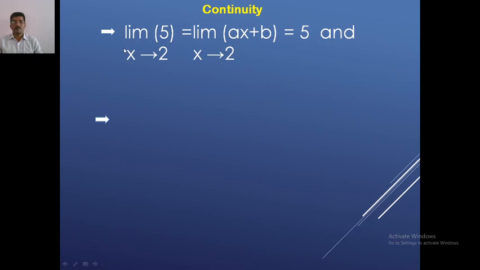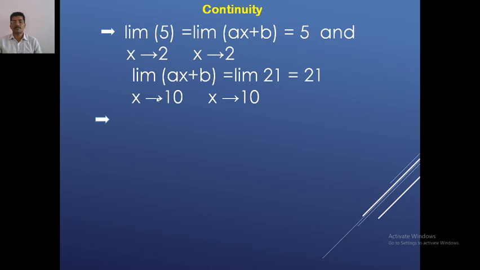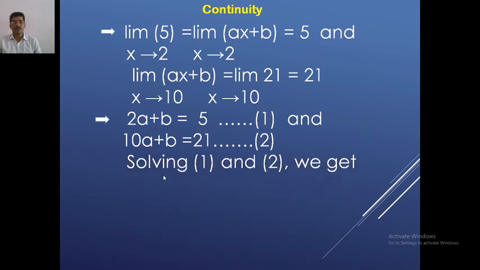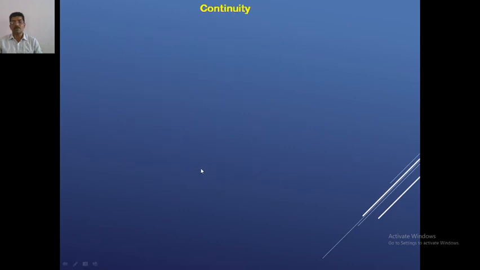Next, substitute the values of the function. The limit of 5 as x tends to 2 is equal to the limit of ax plus b as x tends to 2 is equal to 5, and the limit of ax plus b as x tends to 10 is equal to the limit of 21 as x tends to 10 is equal to 21. Here evaluate these two limits, you get 2a plus b is equal to 5 and 10a plus b is equal to 21. Solving these two equations, you get the value of a is equal to 1/2 and b is equal to 4. Here, given that the function is continuous for all its domain, then it is continuous at the point x equal to 2 and at the point x equal to 10. Using these two, you get the value of a and b.